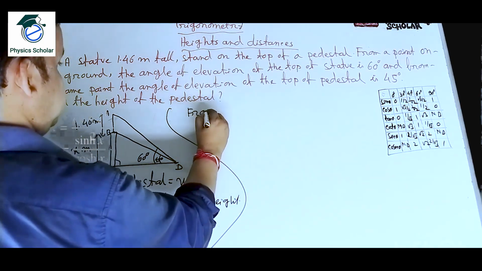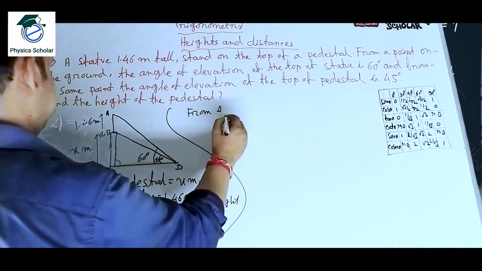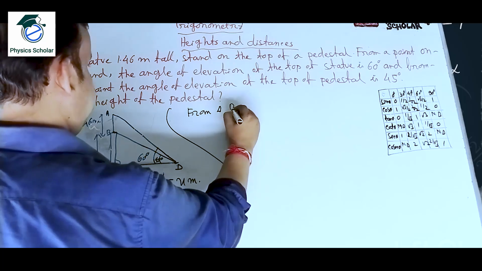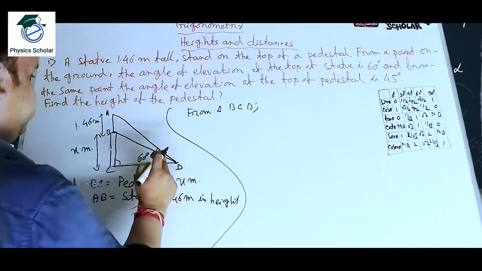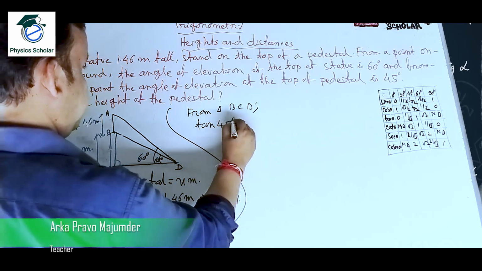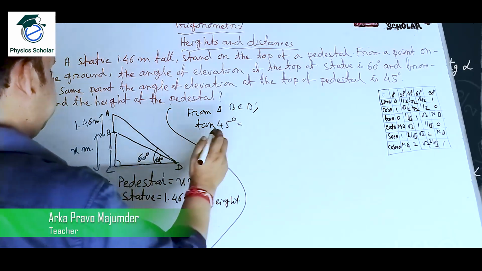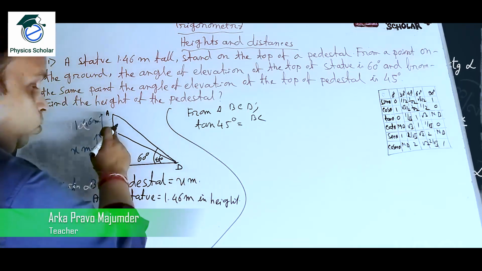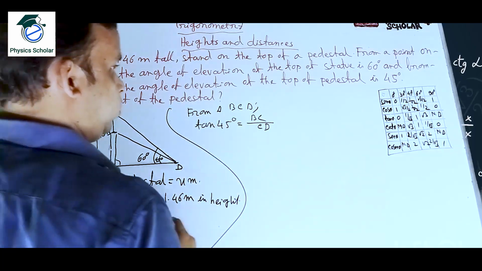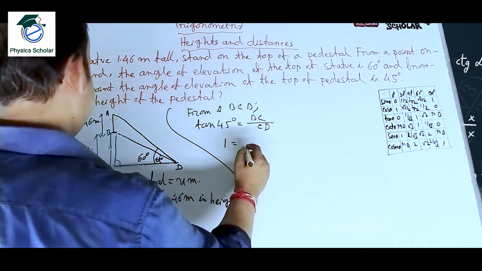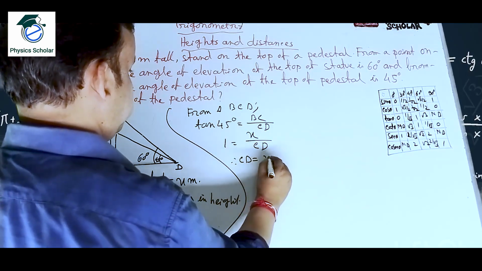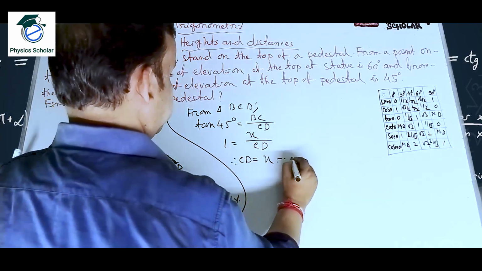Now from triangle BCD, tan 45 degrees is equal to perpendicular by base. Perpendicular means BC, because we have to find the value of the perpendicular, and base means CD. So tan 45 degrees, which is 1, is equal to BC by CD, that is x by CD. Therefore CD is equal to x. This is equation number 1.